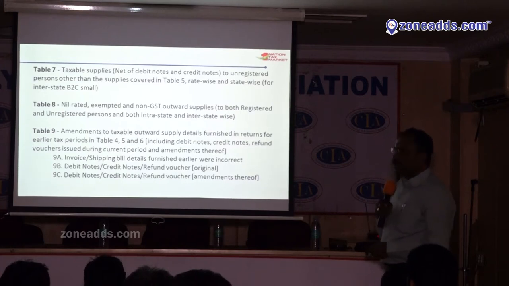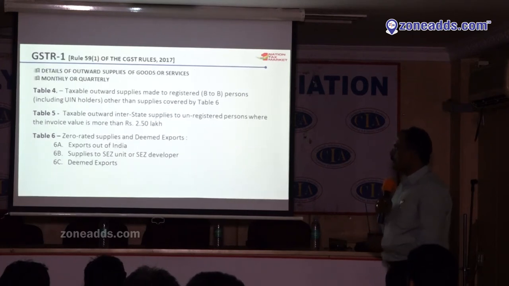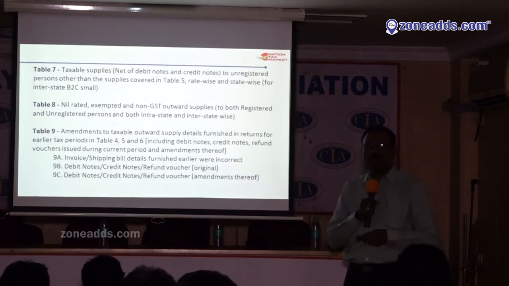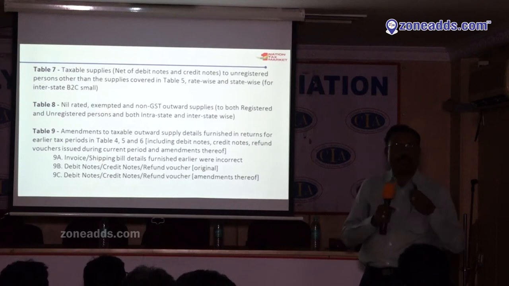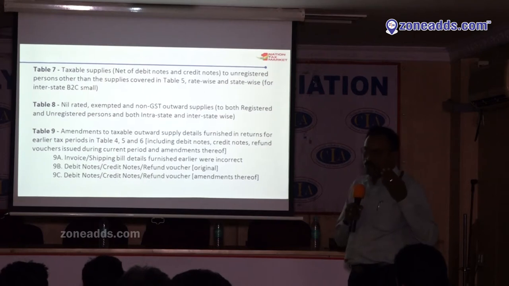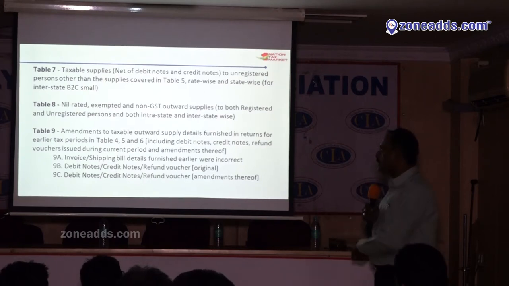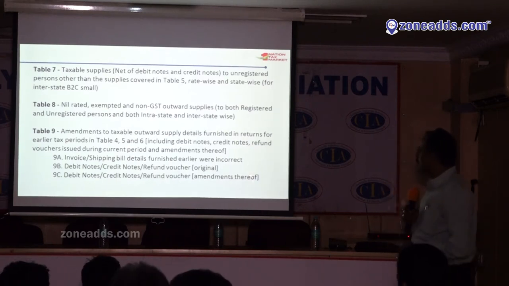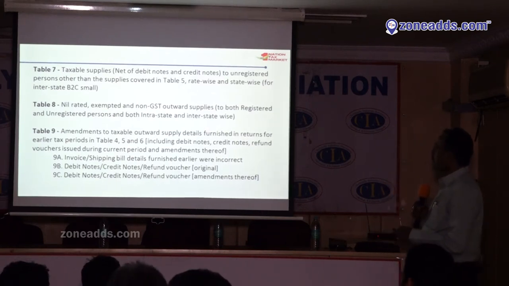In table 5, you have to give invoice-wise data, whereas in table 7, you have to give rate-wise data. For example, you have made supplies of 5 lakhs to unregistered taxable persons. There are two different rates. Even if you issue more than 100 invoices, only two entries will come in table 7. Whereas in table 5, you have to give invoice-wise data. Okay? This rate-wise data you have to give in table 7.